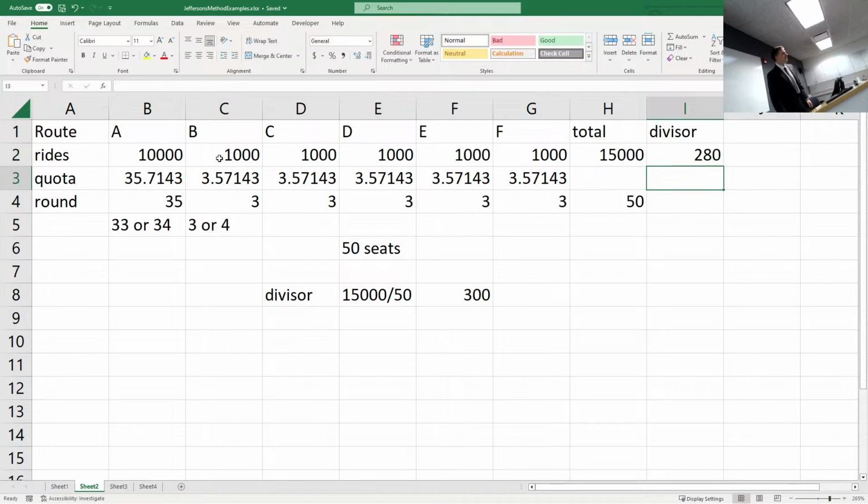There, I did it. Okay, I'm in good shape, right? Well, what do you notice about state A? Look at state A. It ended up with more than its upper quota. So this is what's called a violation of the quota rule.